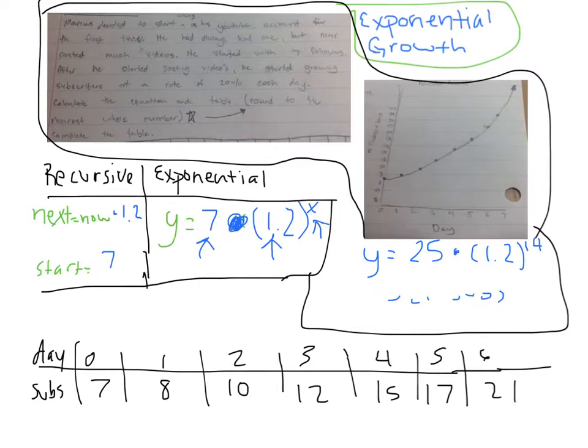Our next problem is, if Marcus gained subscribers at a 45% rate, how much would he have after 2 weeks? But it goes back to the original start value of 7. So our new equation would be y equals 7 times 1.2 to... 1.45. Hold on.